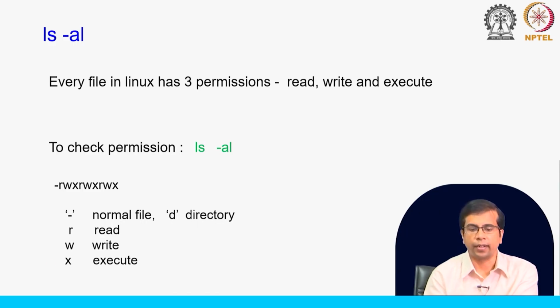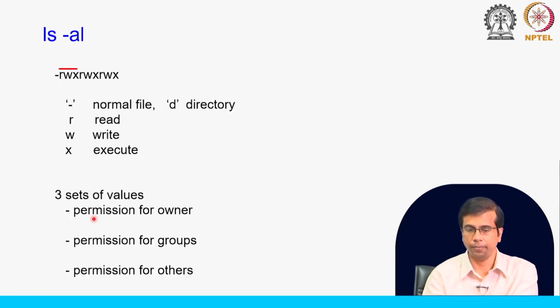The first letter here is this minus sign. This means this is a normal file, but sometimes you will see a d in the first letter, and d means directory. We will see this when we run these commands a bit later. Then you see this rwx repeated: rwx, rwx, rwx. So, what is this rwx? r means read, w is write, x is execute.